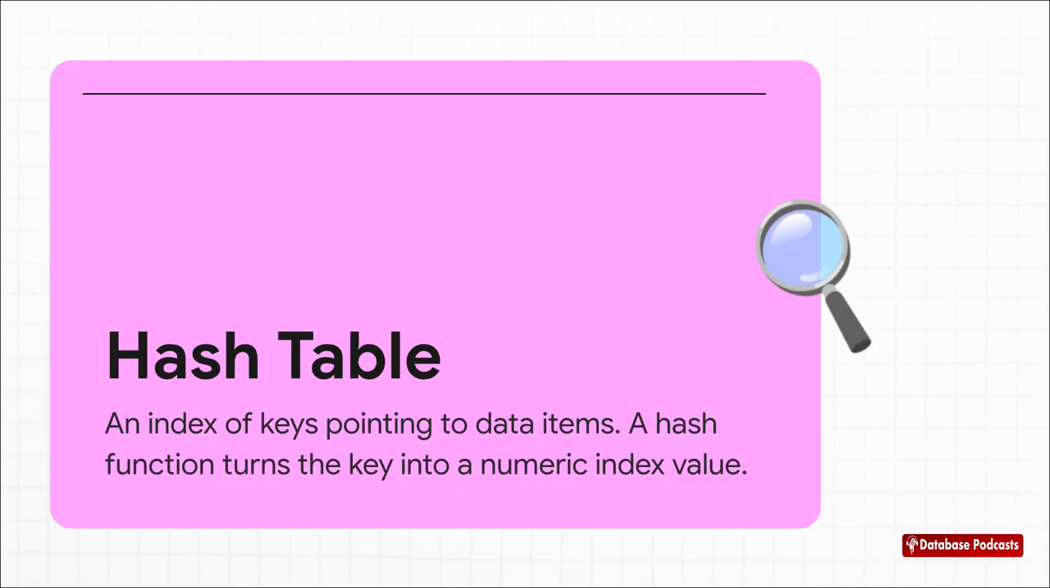Well, every piece of your data gets a unique key. Think of a username or a product ID. You take that key and you feed it into a special math formula called a hash function. That function then spits out a number, and that number is the direct address, the exact index of your data inside a storage bucket called a hash table. There's no searching involved at all.